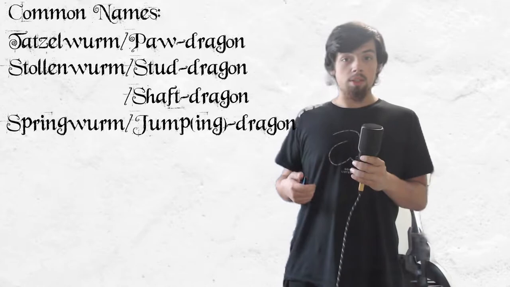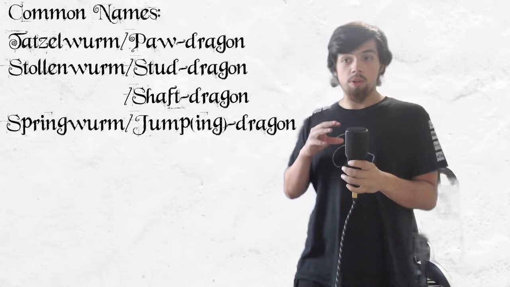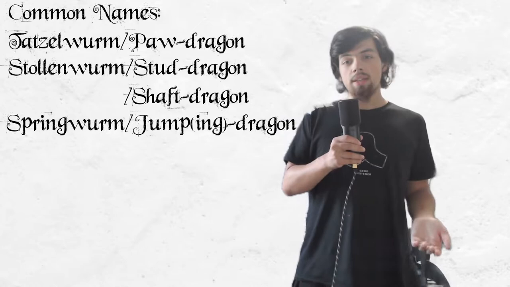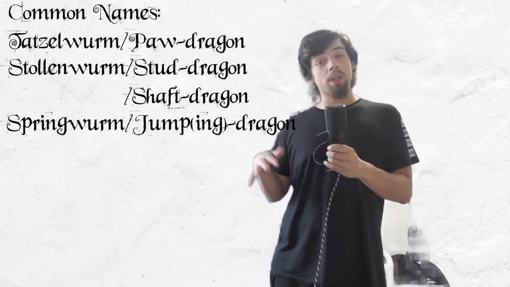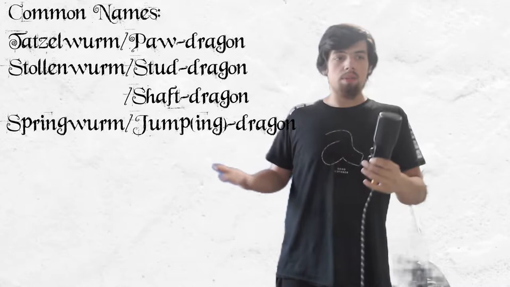The Stollen either refers to the tiny limbs that look like the studs on football or soccer shoes, so it could be the stud dragon, or the fact that it's also said that they live in mineshafts, which in German are Stollen. Then there's also the Springwurm, which means jumping dragon, jumping worm, jumping snake, whatever you want it to be. But that's also a very common name for the Tatzelwurm.